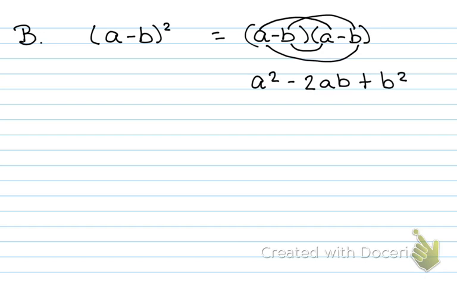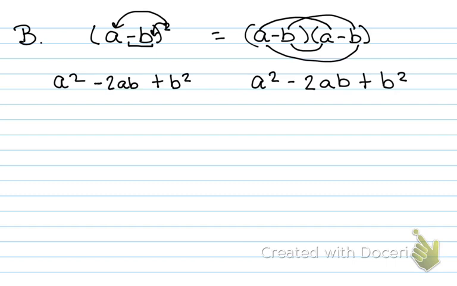So let's use our rule. We would actually square the first term, square the last term, but be careful, this is a negative b. So a negative times a negative gives us a positive b squared. Then when we look at this and we multiply these together, we get ab, but it's a negative ab, and then we double it. So we have a negative 2ab.